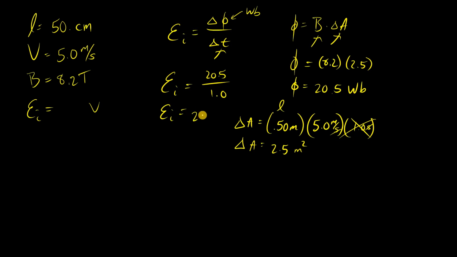You'll get 20.5, but when you're done, you'll get 21, being in 2 sig figs because of that. Induced EMF, of course, is measured in volts, and so that's the answer to the first question, number 3. All right, so that's number 3. Let's go into number 4.